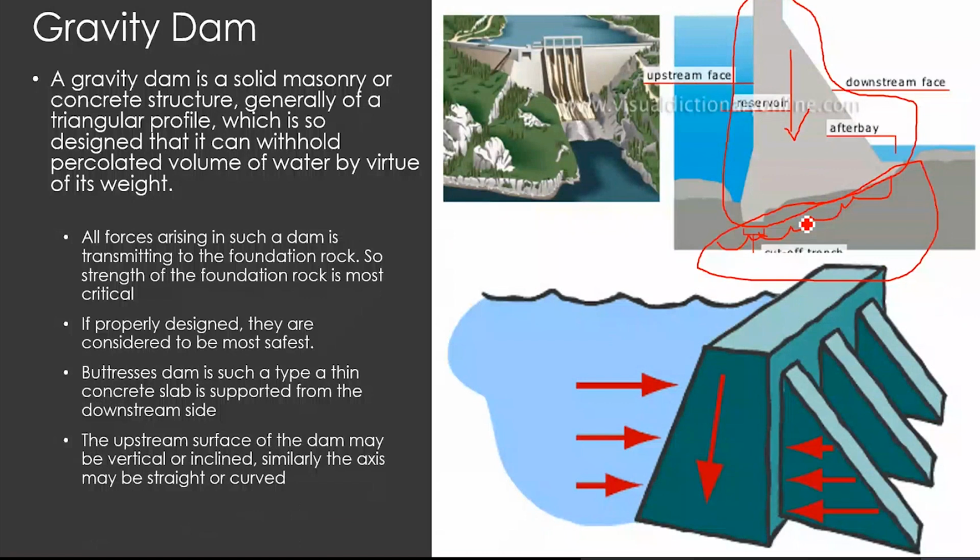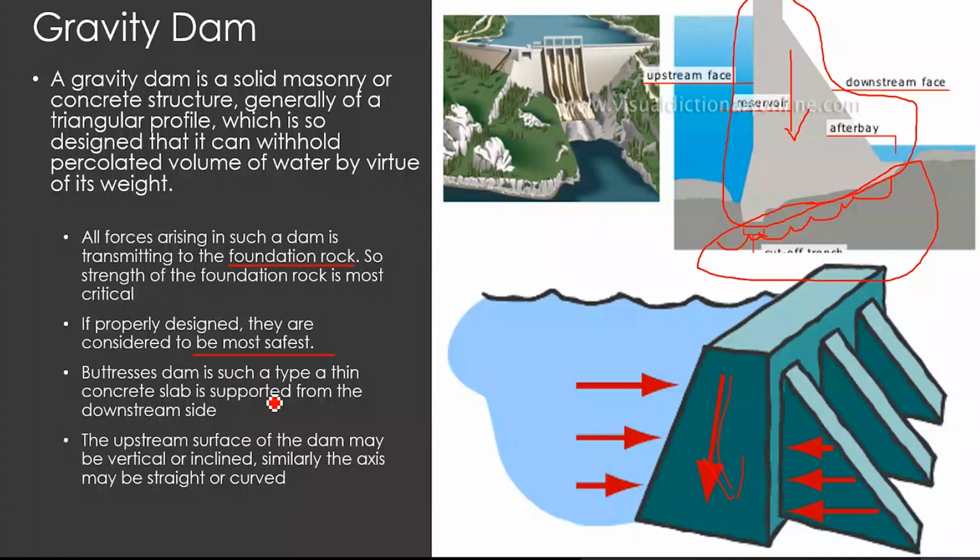So all forces arising in such a dam are transmitted to the foundation rock. That is the fundamental characteristic of a gravity dam. So all these forces are going to move in the downward direction. So if properly designed, they are considered to be the safest ones.